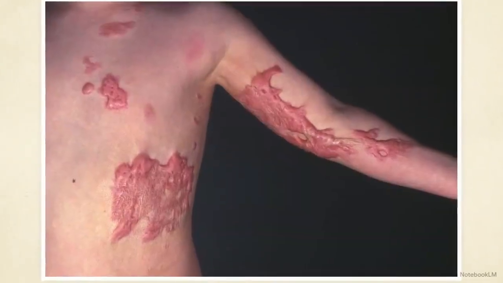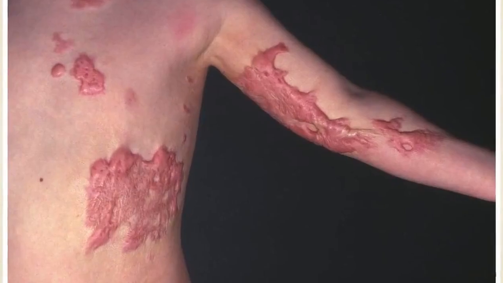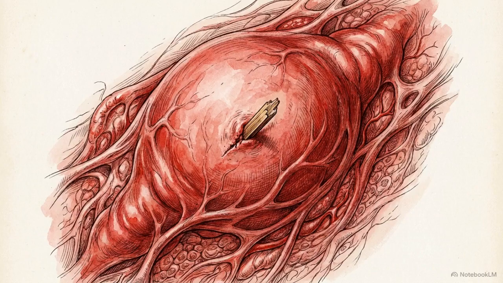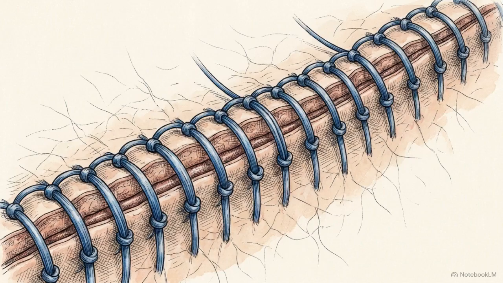Keloid scars, however, extend beyond the original wound borders, as seen in this child's torso and arm. These collagen masses fail to spontaneously regress and can be triggered by traumas as minor as a superficial scratch. When a surgeon approximates wound edges, they are performing a deliberate manipulation of tissue tension, attempting to keep the cellular response within these productive boundaries.